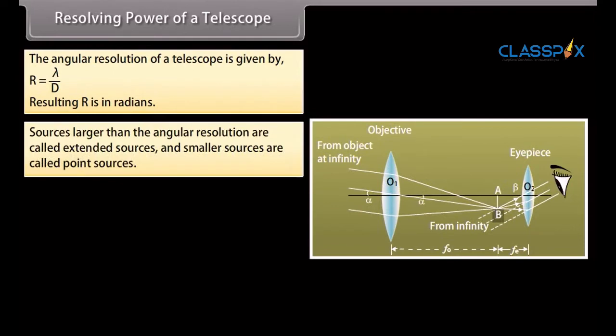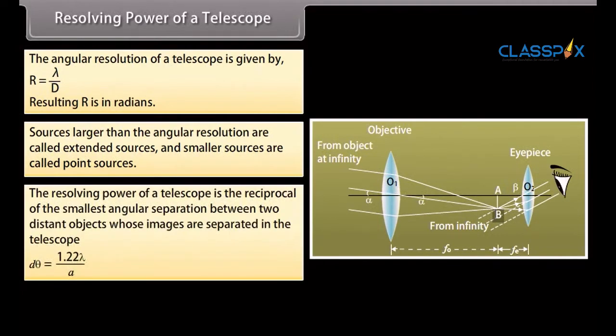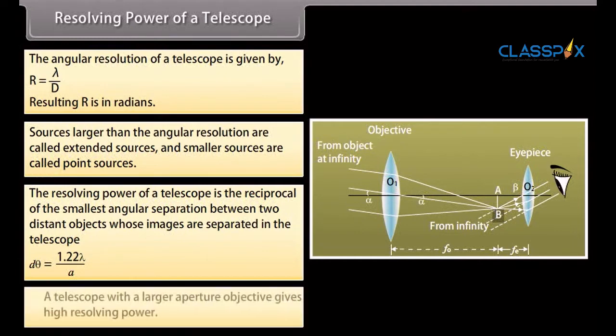Sources larger than the angular resolution are called extended sources and smaller sources are called point sources. The resolving power of a telescope is the reciprocal of the smallest angular separation between two distant objects whose images are separated in the telescope. dθ = 1.22λ/a. A telescope with a larger aperture objective gives a higher resolving power.